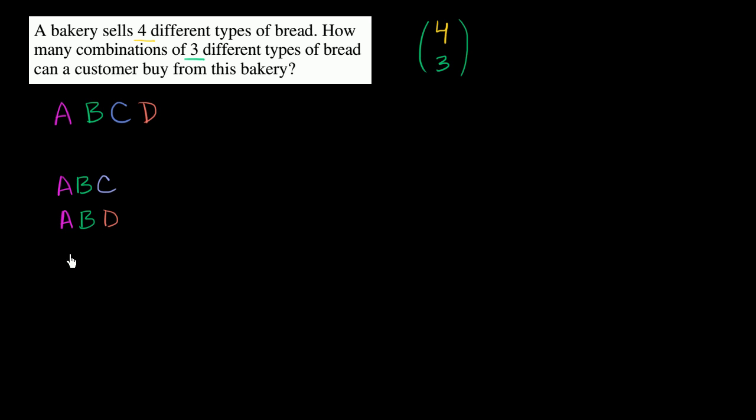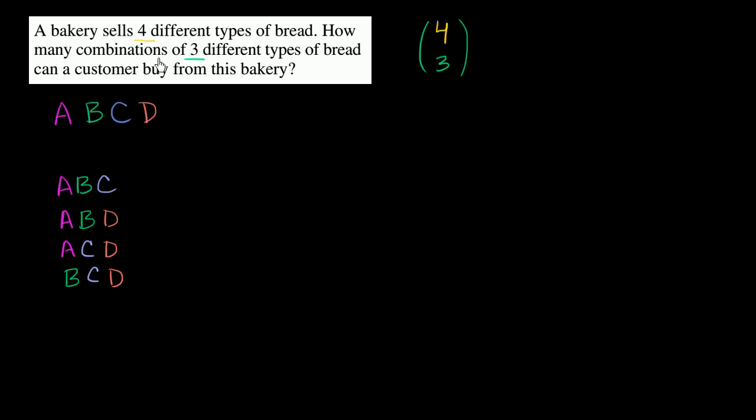I think you see where this is going. Our third combination, let's leave out B. So it would be A, C, and D. And for our fourth combination, let's leave out A. So it would be B, C, and D. And those are all of the possible combinations here.